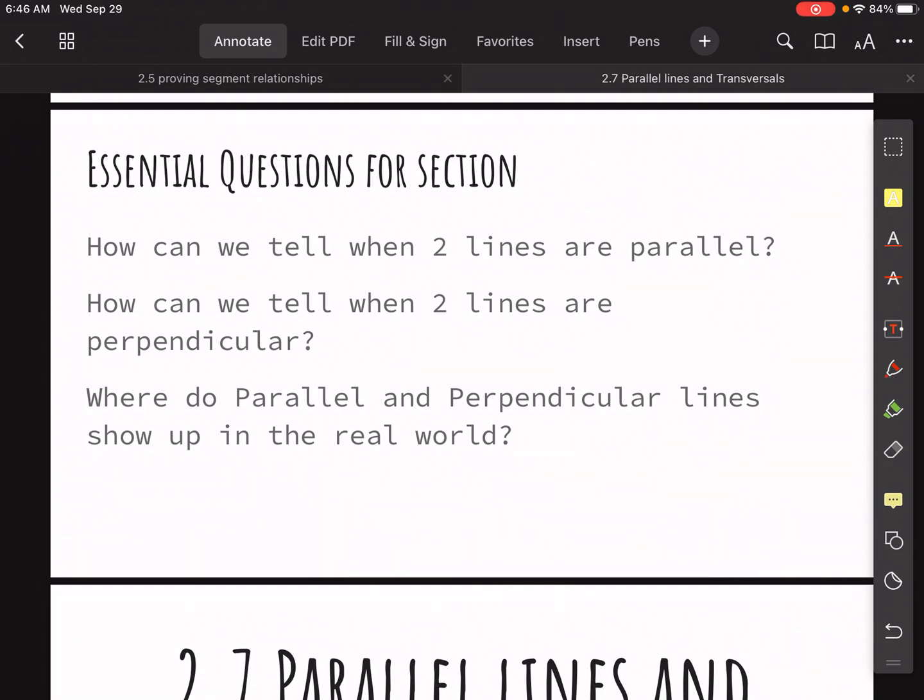One is, we've heard the term parallel before. How can you tell when two lines are parallel? So be thinking about that. How can you tell when two lines are parallel? And then how can you tell when two lines are perpendicular?